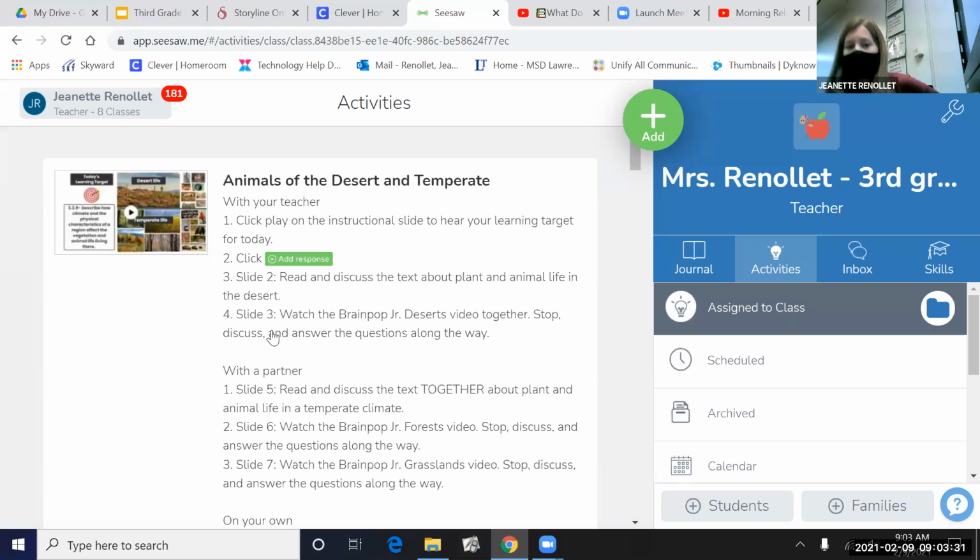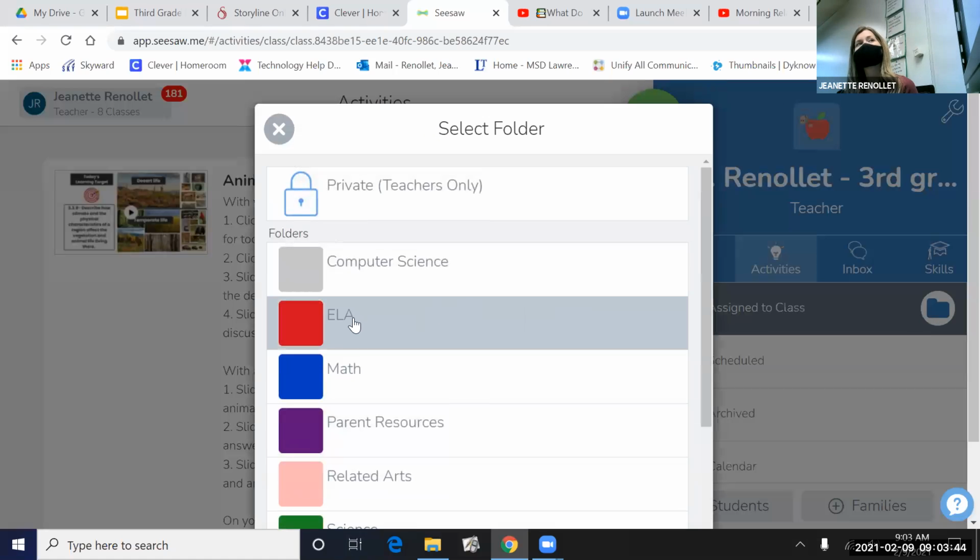In ELA today, or reading today, we're going to start by finding our task together. Please click on Activities, Assign to Class folder, Red, ELA.